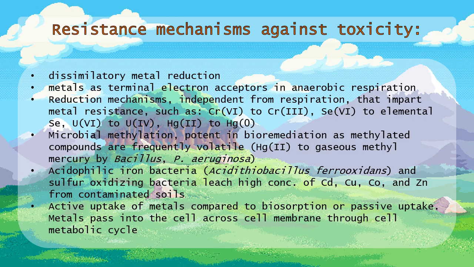by Bacillus or Pseudomonas aeruginosa. Acidophilic iron bacteria, such as Acidithiobacillus ferrooxidans, and sulfur-oxidizing bacteria leach high concentrations of astatine, cadmium, copper, cobalt, and zinc from contaminated soils. Active uptake of metals, compared to biosorption or passive uptake. Metals pass into the cell across the cell membrane through the cell metabolic cycle, like Pseudomonas for removal of toxic radionuclides such as uranium-6 and thorium-4 from nuclear waste streams.